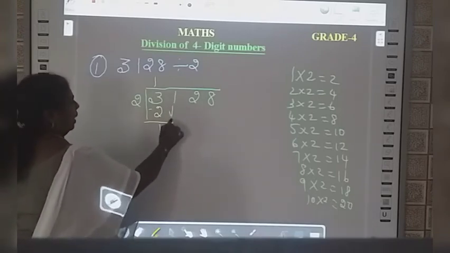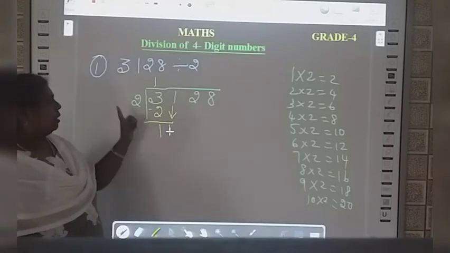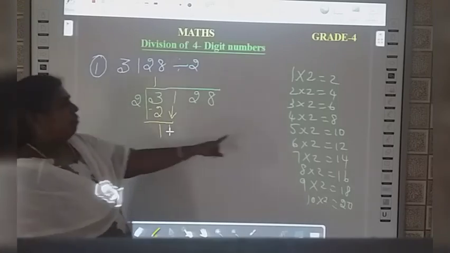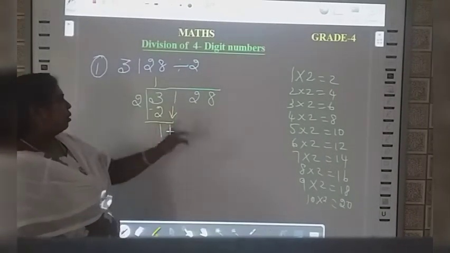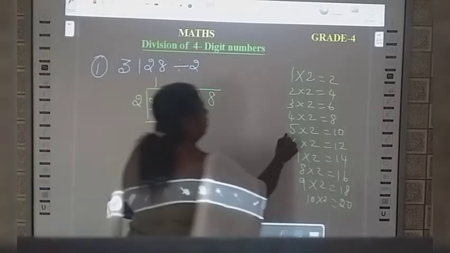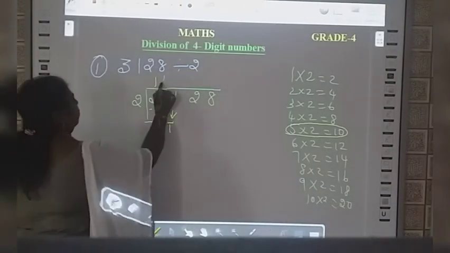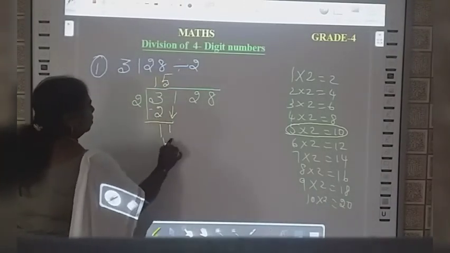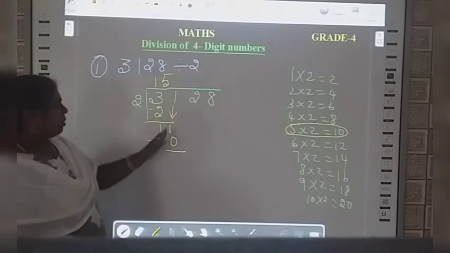Next step, you have to write the next number here, 11. Now 11, in the 2 table how many times? 5 times 2 is 10, 6 times 2 is 12. So 12 is not possible because here it is 11. So we take 5 times 2 is 10 only, right? Next, we are going to subtract.